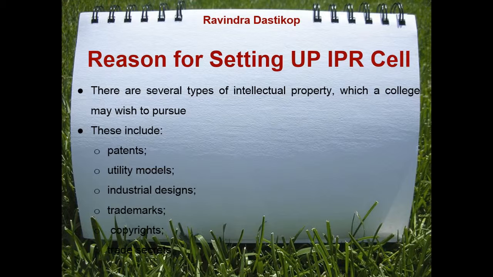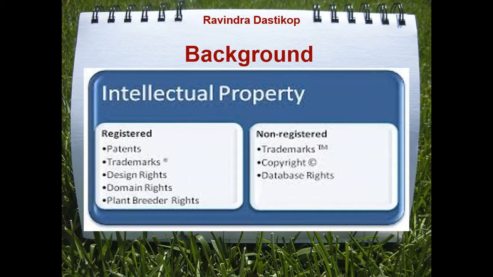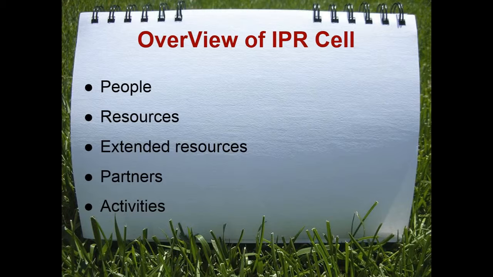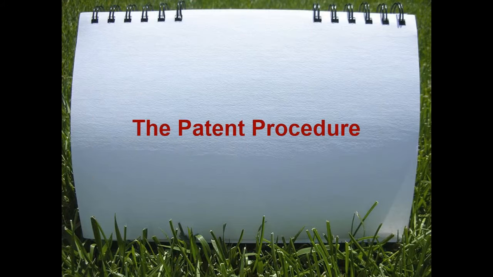So the first question you may ask me is, why should I set up an IPR cell at all? There are several types of intellectual property which a college may wish to pursue, because, as I told you, in the context of R&D and research, and the pursuit of PhDs by faculty, there is a chance that somebody may end up creating a patent, utility model, industrial design, trademarks, copyrights, or such things. So there is a great potential for an IP to be created within an institution. For that reason, and to maintain it, you need to set up an IPR cell. When I say IPR cell, you probably know from my previous classes, there are two kinds of IPR cells.